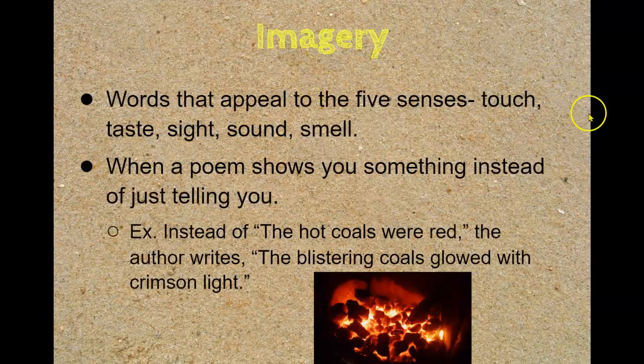In looking for imagery, you're going to find words that appeal to the 5 senses: touch, taste, sight, sound, and smell. When a poem shows you something instead of just telling you, that's imagery. So for example, if the author said, "The hot coals were red," that's just literal. But if the author writes, "The blistering coals glowed with crimson light," that gives us ideas of what the fire or the coals look like, and it also gives us an idea of the feeling of the heat coming off of them when the word blister is used.